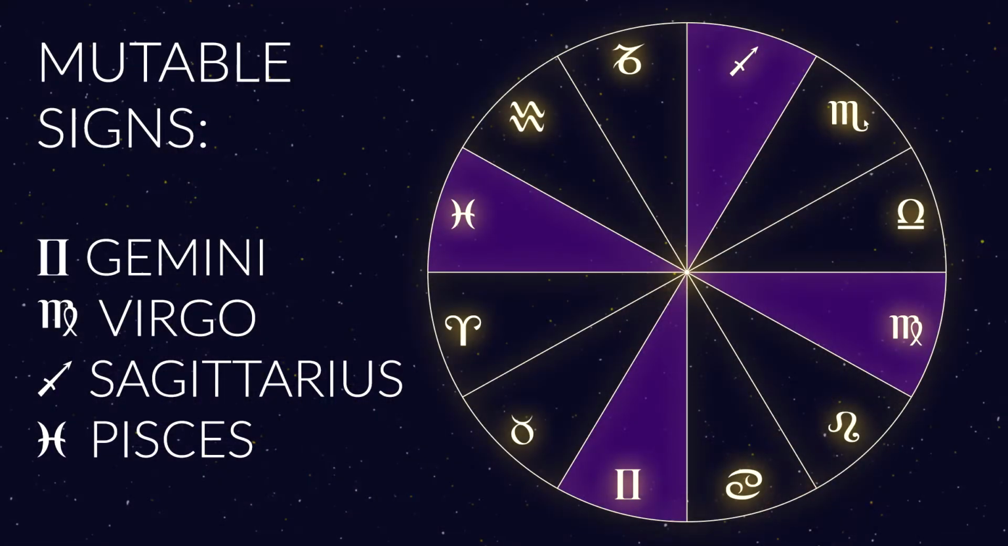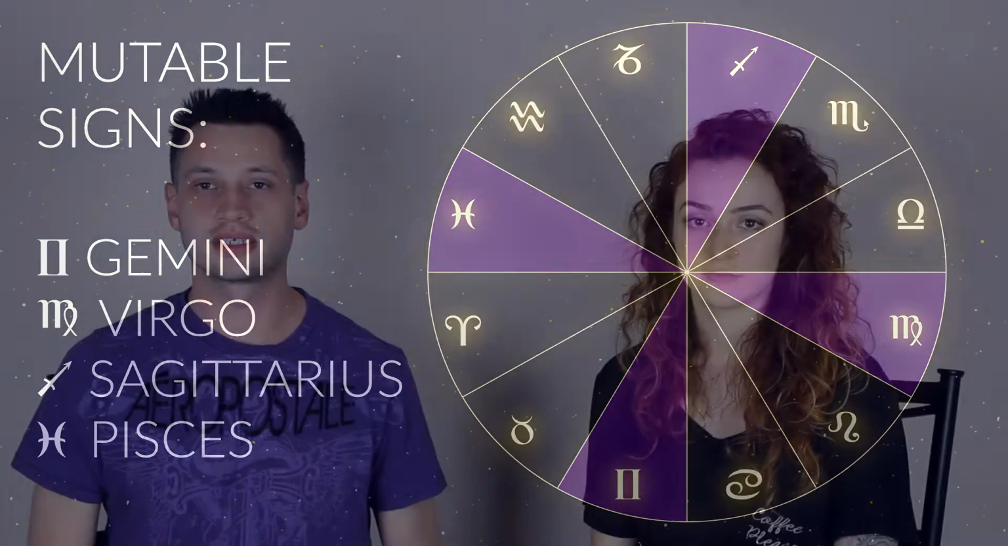The third and final mode is the mutable signs, and these are Gemini, Virgo, Sagittarius, and Pisces. Mutable signs are known for being adaptable or flexible, able to blend in or fill whatever need is there. This makes them a little bit more difficult to define on their own, because something that can fill a space lacks a defined thing on its own.